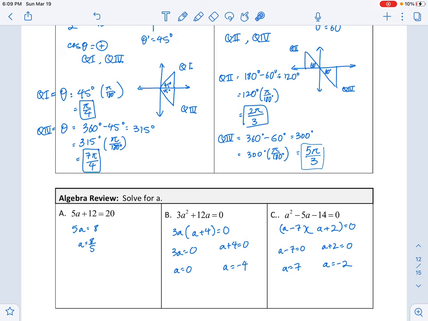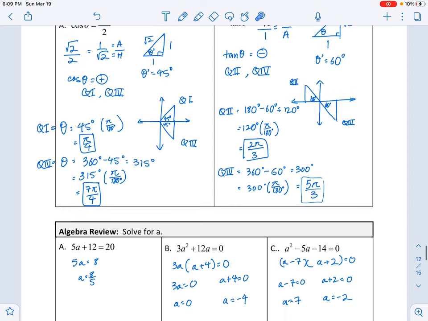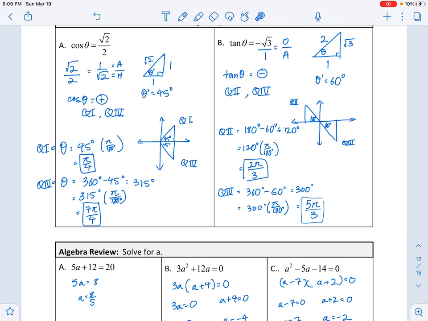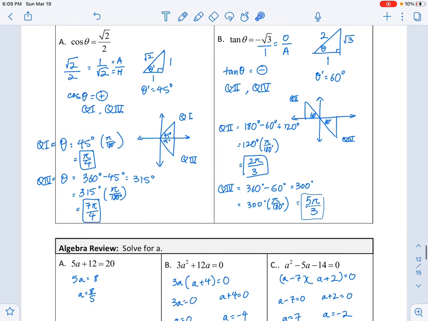In scenarios where I don't have a GCF and I just have to factor, I go ahead and factor that to get a minus 7 times a plus 2 equals 0. And I set each factor again equal to 0 to solve for my 2 values of a, 7 and negative 2. So we're going to use these methods to hopefully set up an equation so that I can have a ratio for a trig function, and I can set up my reference angle accordingly.